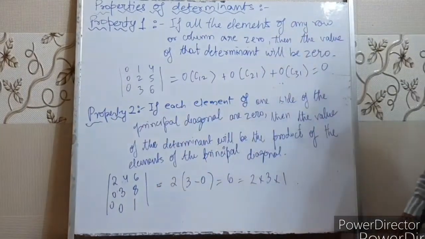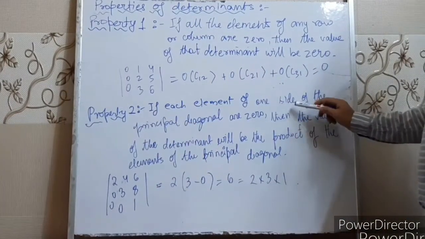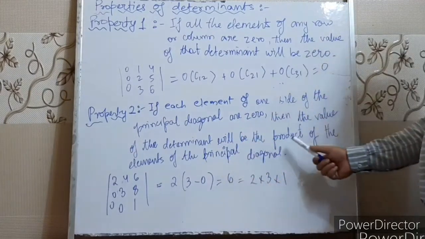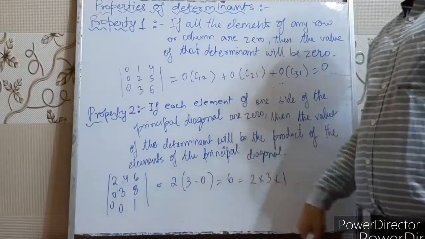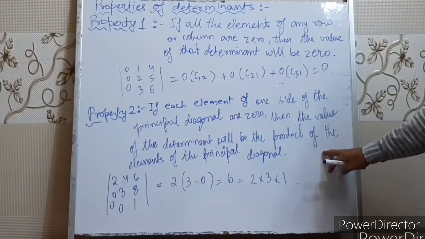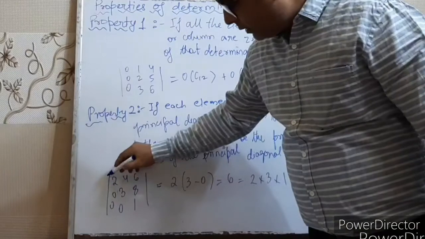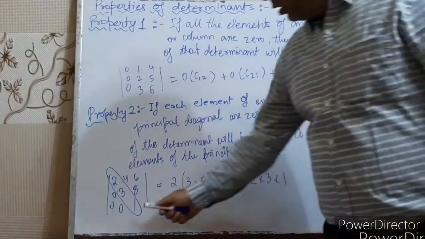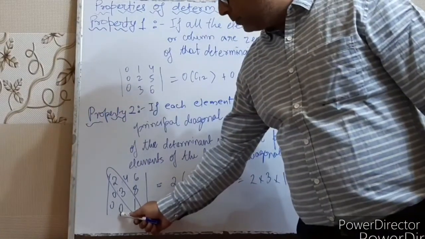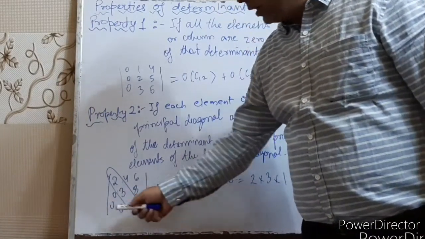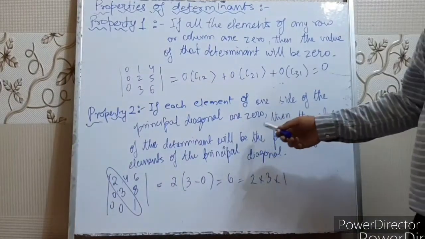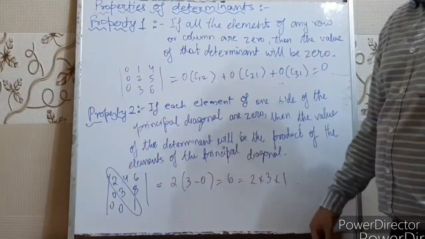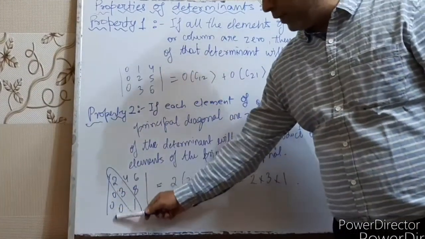The second property states that if all the elements on one side of the principal diagonal are 0, then the value of the determinant will be the product of the elements of the principal diagonal. Anywhere you can see this is the principal diagonal, right children? You can see all the elements on one side are 0. So according to the property, we can say that the value of the determinant will be 2 into 3 into 1. Let's see how. Suppose we expand this determinant about the first column.